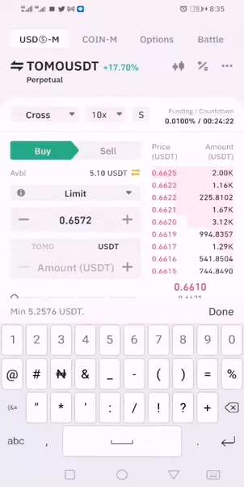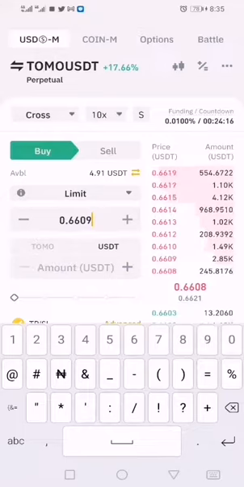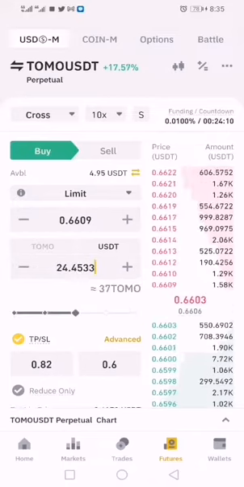Now, let's go. How much? At what price am I entering? I'm entering at this price. So I'll click on the price now because I want to buy into it immediately. So how much am I buying? I have $5 in my balance, so I can say I want to buy half, which is $2.5.